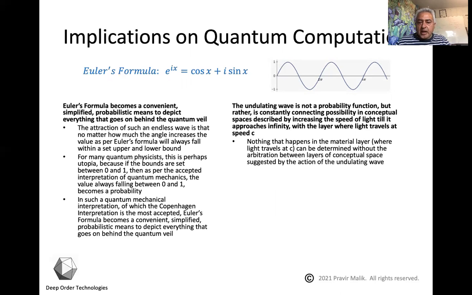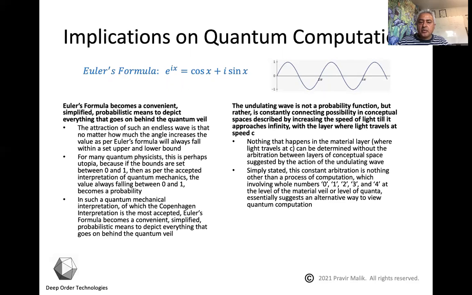So essentially nothing happens in the material layer where light travels at c without some arbitration between layers of conceptual space, and that arbitration is suggested by the action of the undulating wave or by Euler's formula. So simply stated, this constant arbitration is nothing other than a process of computation which involves 0, 1, 2, 3, 4, and essentially makes material what's hidden behind the quantum veil.